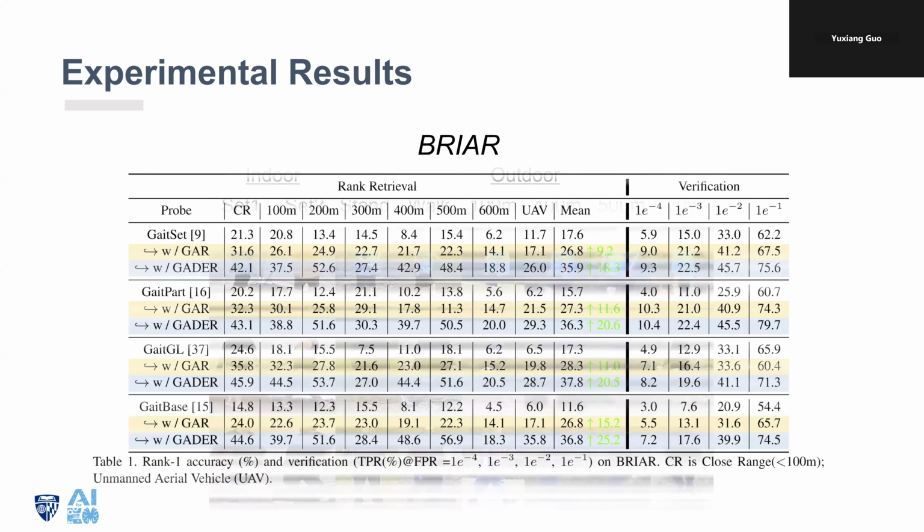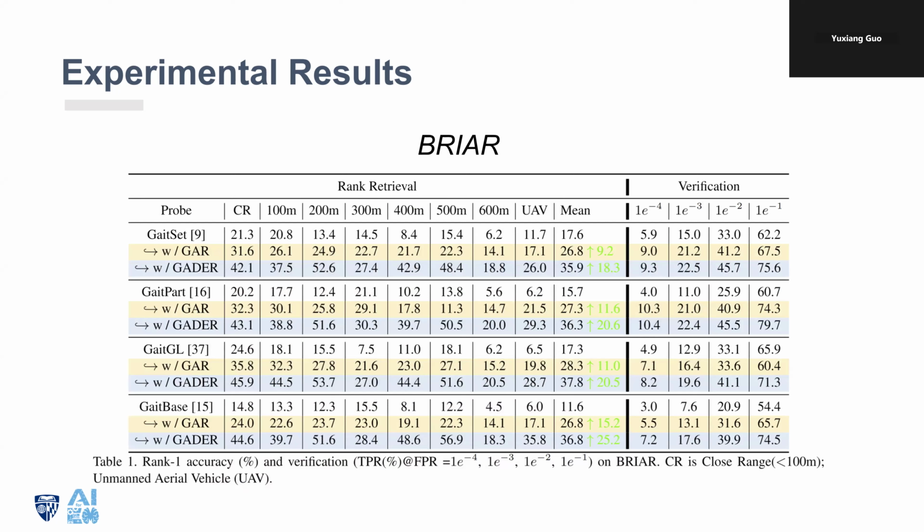These are our performances on the BRIAR dataset. We test on the four backbones: GaitSet, GaitPart, GaitGL, and GaitBase. We found that for the GAR, a model without the help of the gait detector, with the help of the RGB information and the viewpoint, the performance will increase for all of them. And when we further introduce the gait detector, it will further improve and almost double compared to the baseline.